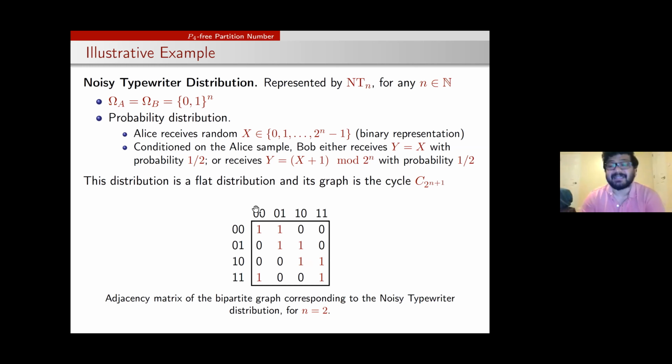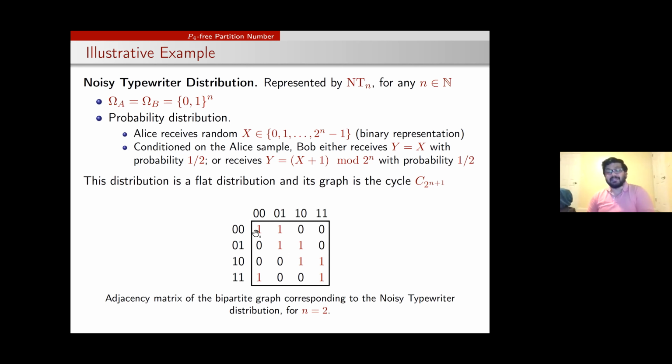Okay, let's take this example and try to understand this. Suppose Alice receives 0, 0, that is 0. Then Bob either receives 0 or 1. If Alice receives 1, then Bob receives 1 or 2. If Alice receives 2, then Bob receives 2 or 3. If Alice receives 3, Bob receives 3, or 4 mod 4 is 0, so 0. I want you to take a look at the graph represented by this matrix. This is actually a cycle.